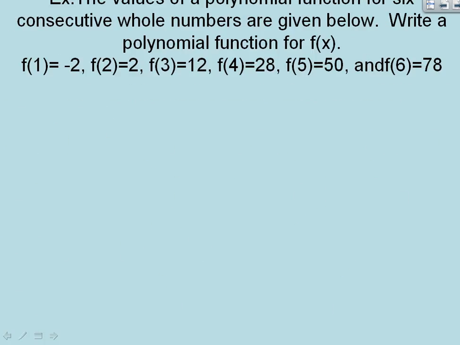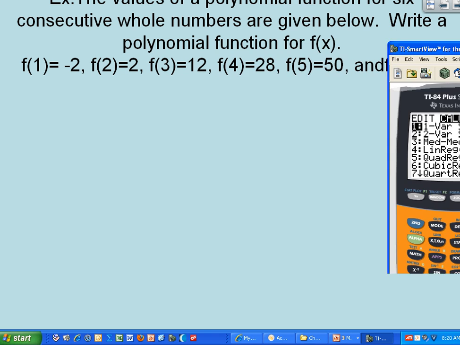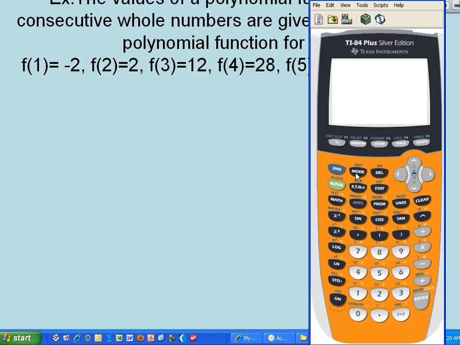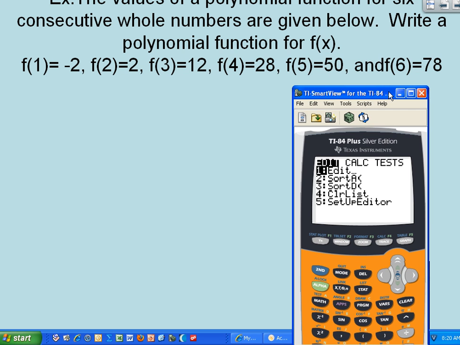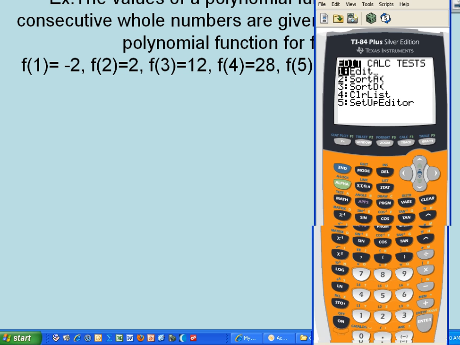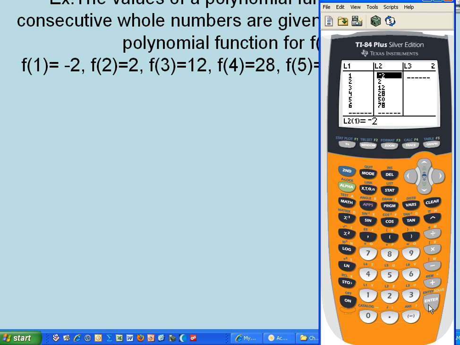Now, what's going to happen if I put this into my calculator? Let's just see if we do some regression on this. Let's see what happens. I want to go to the stat editor and put this data in. Okay, I've already got it in there. What are the odds of that? Now notice these are ordered pairs. When X is 1, Y is negative 2.